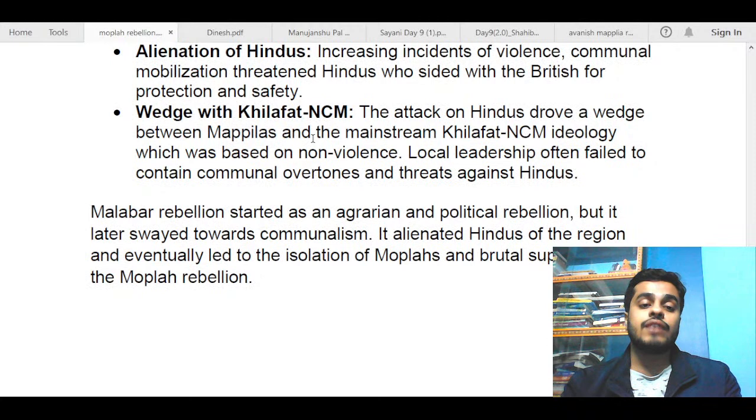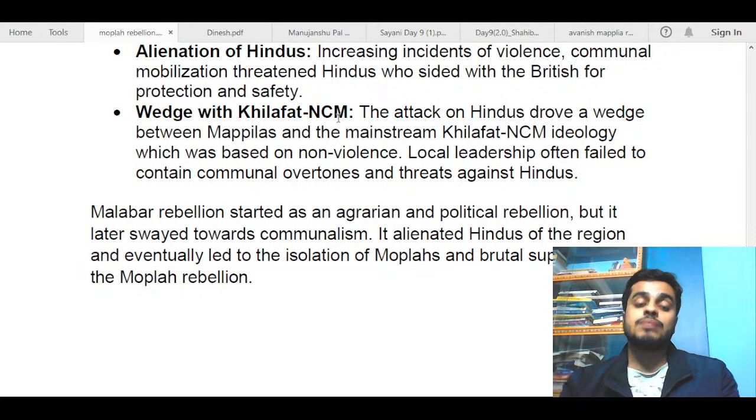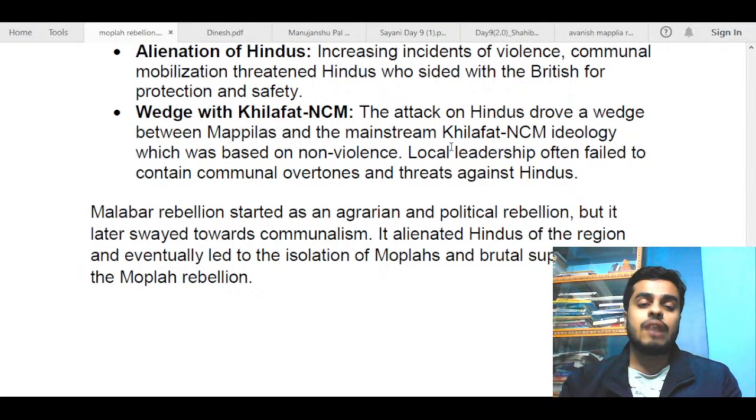Also, a wedge with the Khilafat and non-cooperation movement. The attack on Hindus drove a wedge between Mapilas and the mainstream Khilafat NCM ideology, which was based on non-violence. Local leadership often failed to contain communal overtones and threats against Hindus. So this movement had by then taken a violent turn, and therefore a difference was created between the Khilafat non-cooperation movement and the Mapila or Moplah revolt, because the Khilafat or the non-cooperation movement was basically based on non-violence, and Gandhiji was leading this movement. So it did not see violence till that point, and this movement had become violent, and therefore it increased the religious and communal overtones and threats against the Hindus.